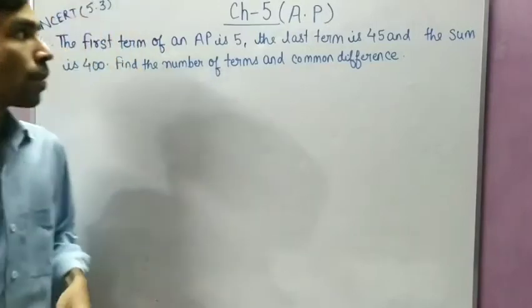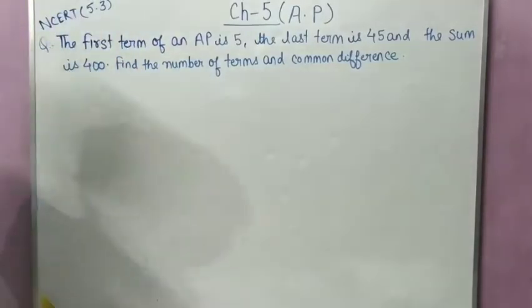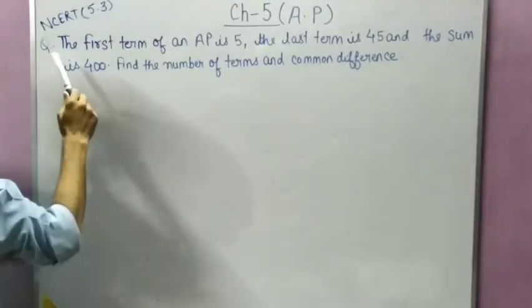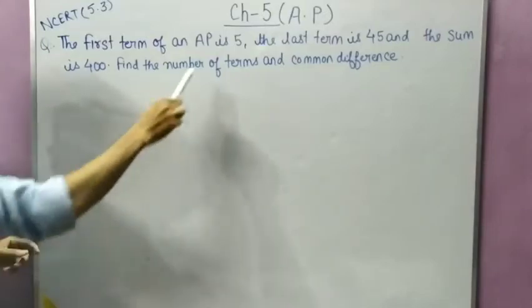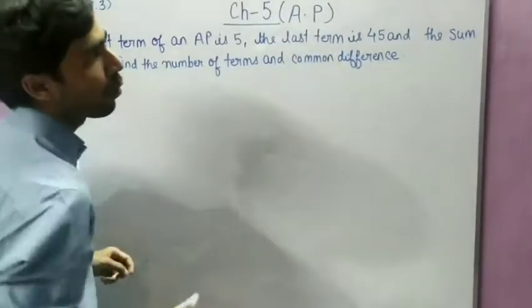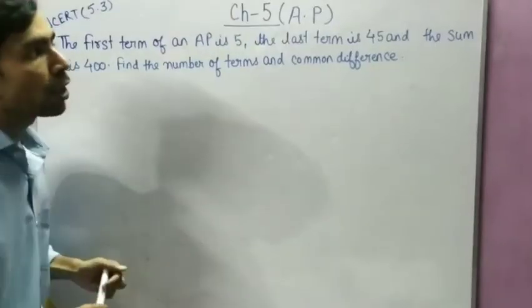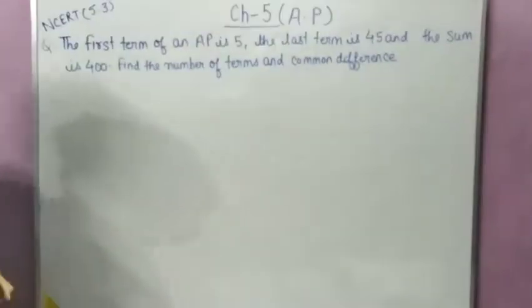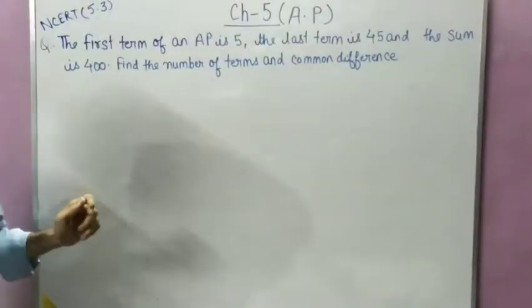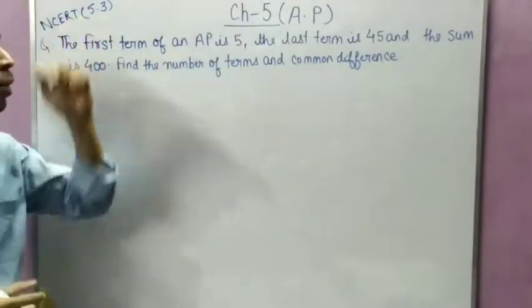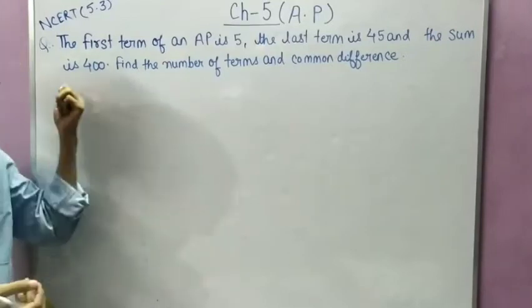Okay, so our first question today is: the first term of an AP is 5, the last term is 45, the sum is 400. Find the number of terms and common difference. So students, this is the question of your exercise book, that is 5.3 of NCERT. I think question number 5 it is.